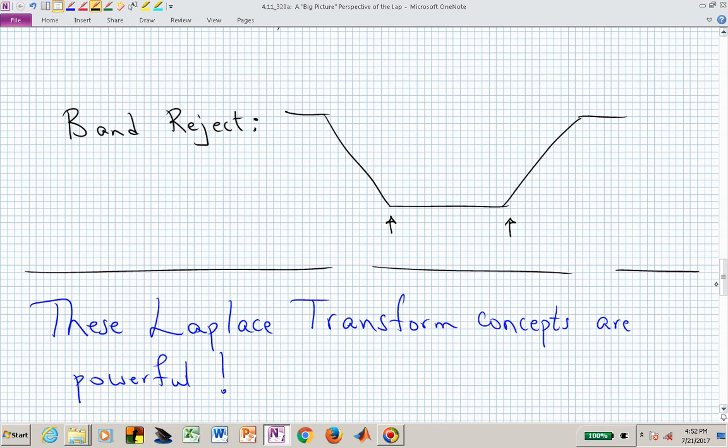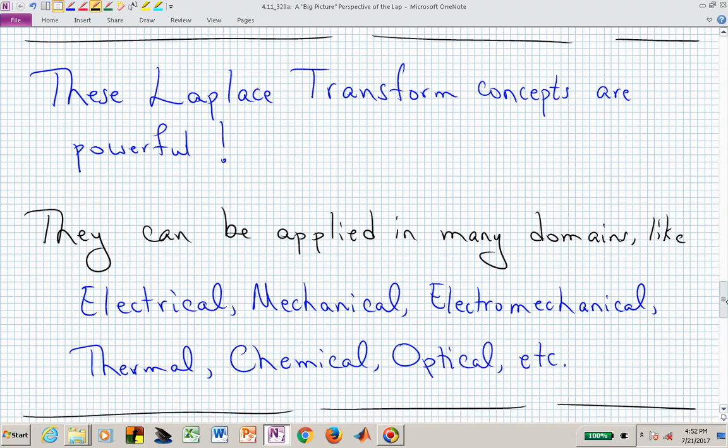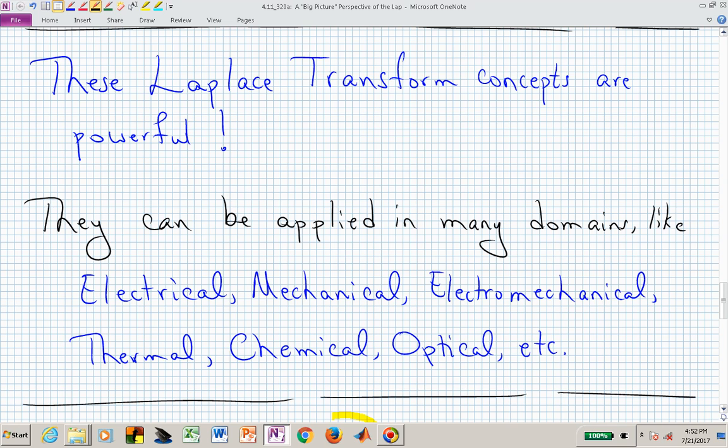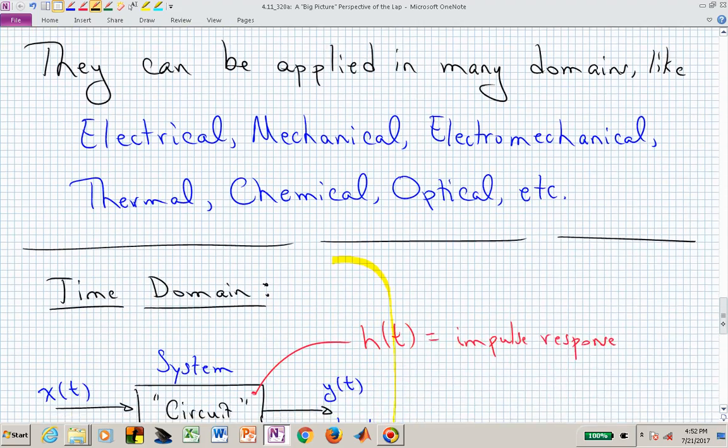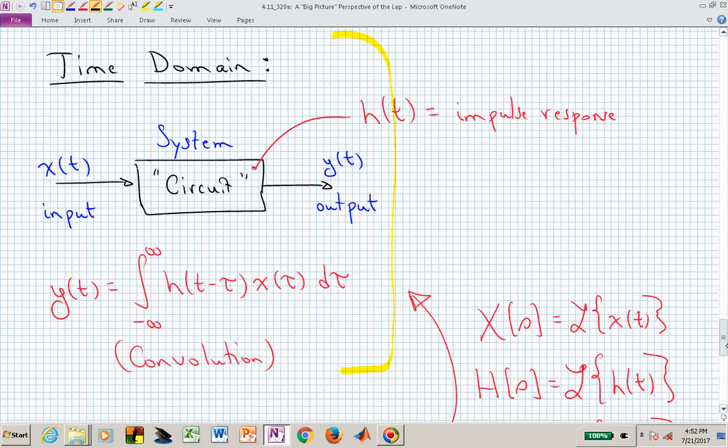These are very powerful concepts, and as I said, we can apply those in many different domains, not just electric circuits, but we could do it in all of electrical type environments. We could do it in mechanical, electromechanical, think motors or generators, thermal. Now you have maybe some temperature environment, chemical, optical. We could be processing all of these using these concepts of the Laplace transform.